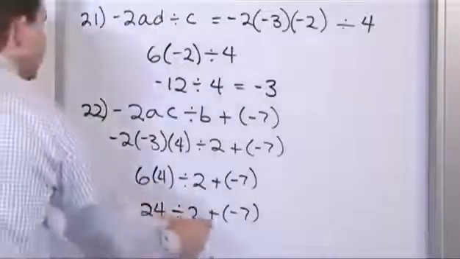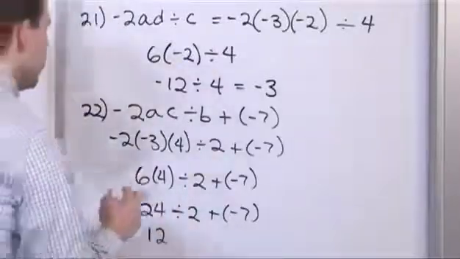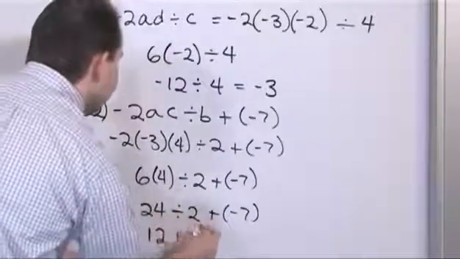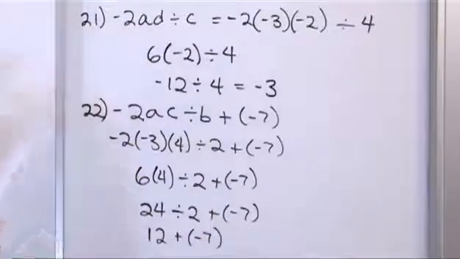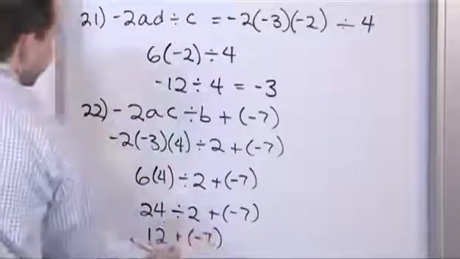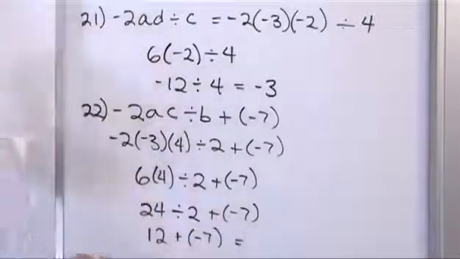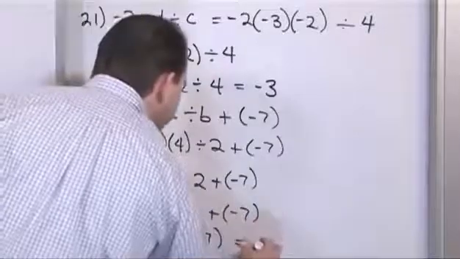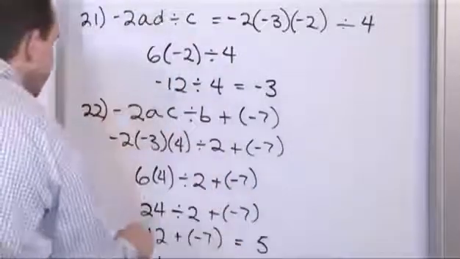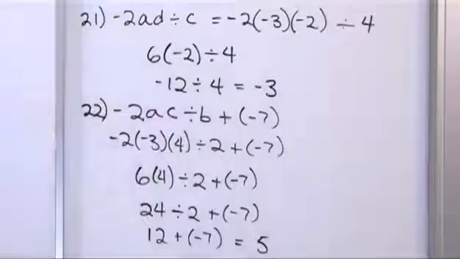Now, 24 divided by 2 gives us 12. +12 because these signs are the same. And we still have to add the -7. Now here's where we get to the end of the game. This is adding two integers. You're adding two different signs, so what you're going to end up doing is subtracting them. And 12 minus 7 is 5. And the sign comes from the larger absolute value, so it's going to be a +5. So that's the answer there.